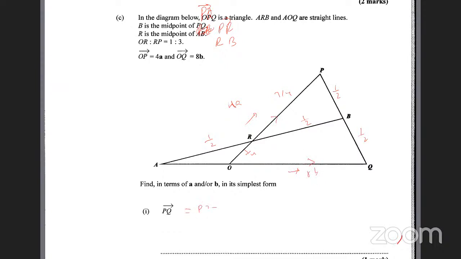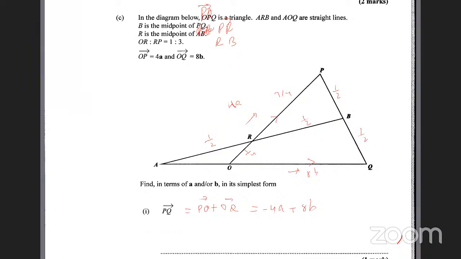So first thing first, PQ, real easy. P to O plus O to Q. You ain't bound to do the rest. You could relax because you get everything else right, and you ain't bound to stress yourself out for 2 marks. So PQ is minus 4A plus 8B. And you're good to go. Finish your exam and relax. You don't go and stress yourself with PR and the rest.